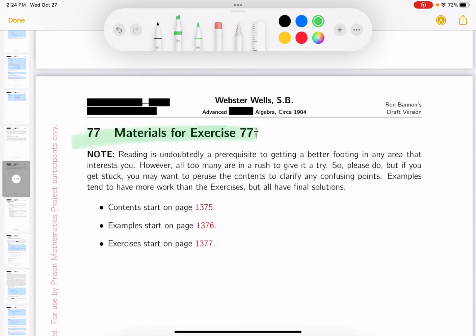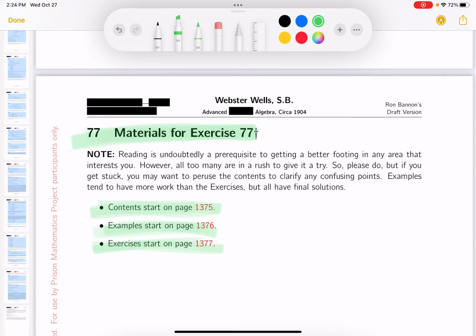Okay, we're in section 77 of the notes now. There'll be contents to look over, examples to do, and then exercises to get busy with.